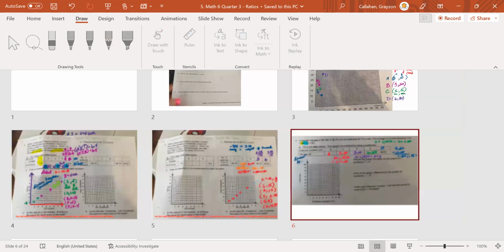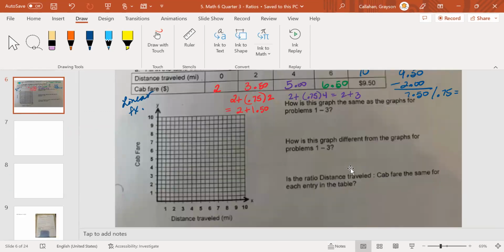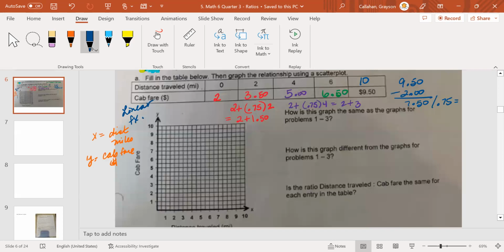So cab fare, which was right here. So let's take a look at this then. Remember your X is gonna be distance in miles, right? Your Y is gonna be cab fare in dollars, right? Okay, so first point that you're gonna graph is 0, 2. So 0 distance, they're still gonna charge you $2, right? 2 miles is gonna be $3.50. So far, that's your straight line. 4 miles, $5. So far, still so good, right? Still like a straight line, right? 6 miles, $6.50. Still so far so good. And then 10 miles, it's gonna be $9.50. So far so good? Okay.